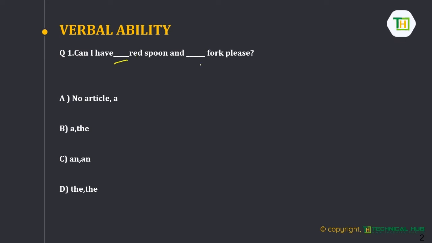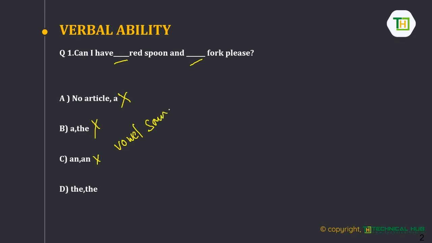Here what you need to fix and what you have to add. So no article and a. Why can't we use an article here? We can use an article, so the first option is the wrong one. The second option is a red spoon and the fork. No. The third option is an. Why should we use an here? There is no vowel sound. We use an only when there is a vowel sound.